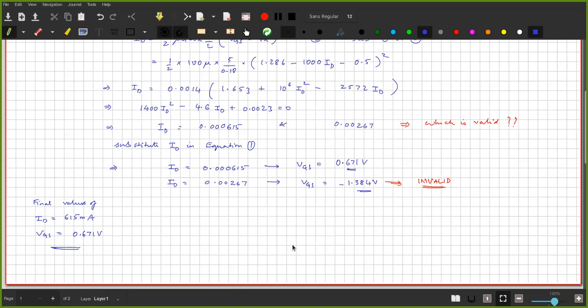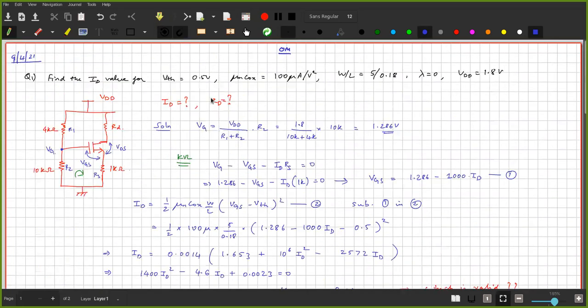But my problem is not over yet. I have to find the value of RD. The current flowing through RD, ID, I have found, and VGS I have found. Now I have to find what the RD value would be. To find that, you take KVL in this direction, not necessarily the entire loop.